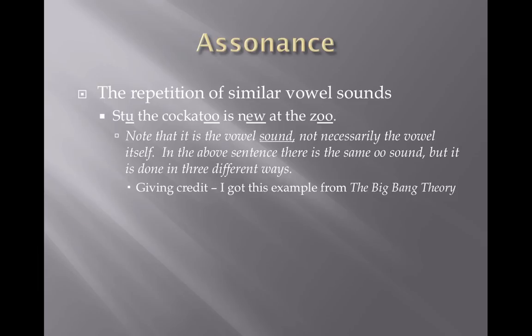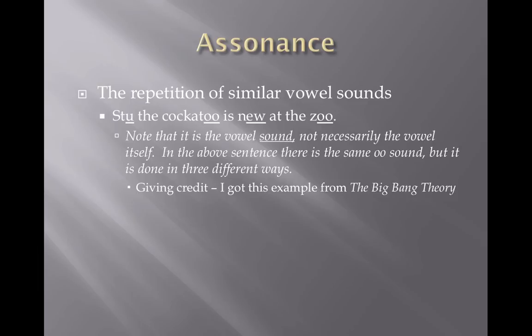So when you're actually doing the assessment, you might find yourself whispering a little bit to yourself to see where the repetition of the vowel sounds is. And I have to give credit that I got this from The Big Bang Theory, when Sheldon is looking at children's books on how to make friends. "Stu the cockatoo is new at the zoo." I'm such an English geek that when he read the title of that book, I'm like, oh my gosh, that's assonance. And again, authors use alliteration and assonance to help give some feeling to the line. It just adds a little bit when you have the repetition of those sounds.